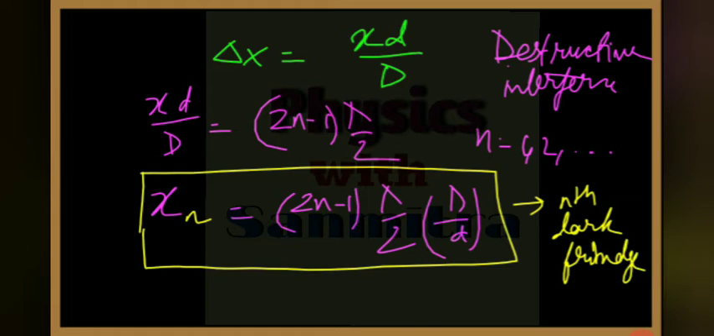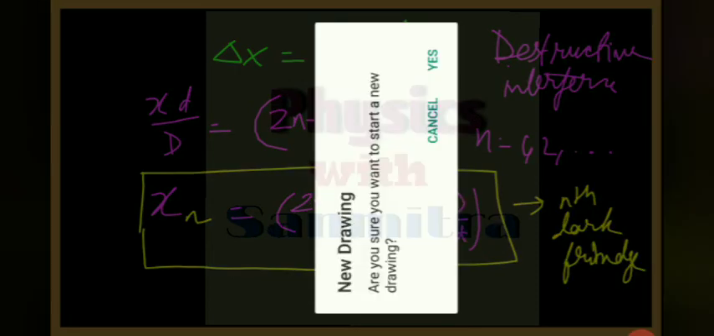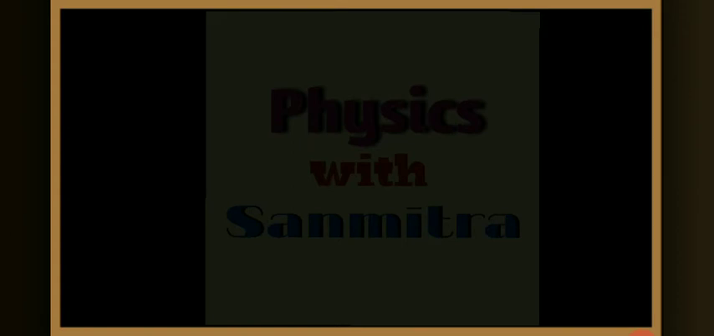Now I've got my nth dark fringe, and the same diagram we can use to explain that. The central fringe is always a bright fringe. I've already discussed that. Let's say this is the central fringe. This is my second. This is my third. And this is the central line. This is my first dark fringe. This is my second dark fringe. And that is how I am finding the xn. I hope this is clear now.